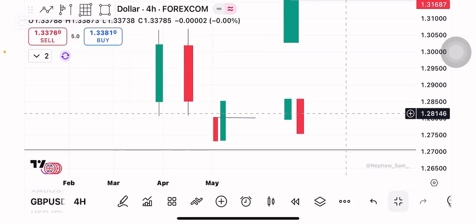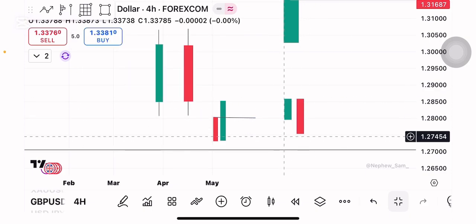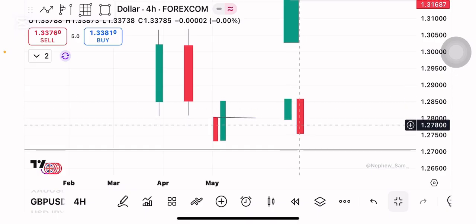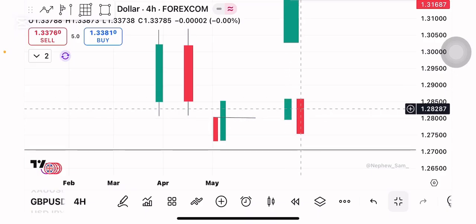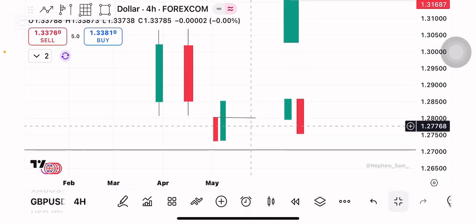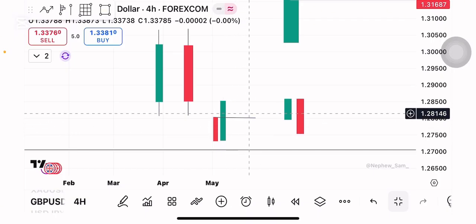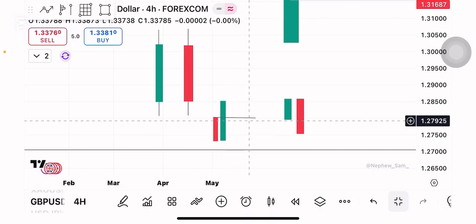So this is the bearish engulfing. Why is it called the bearish engulfing? Because the bearish candle engulfed this bullish candle. This one is for a sell, while this one is for a buy. You understand?